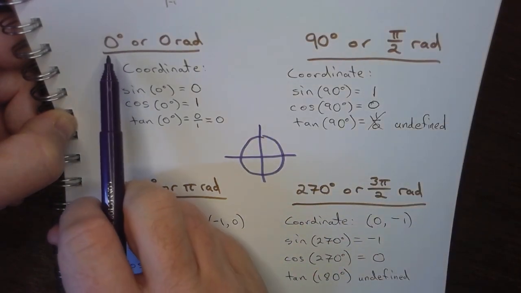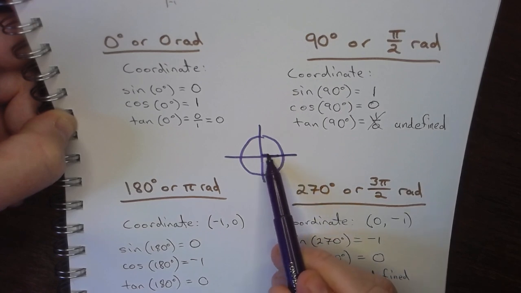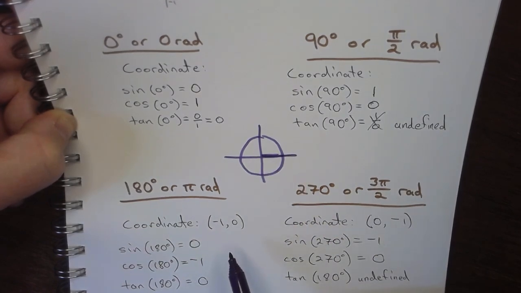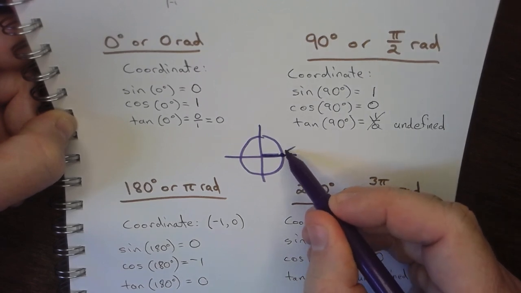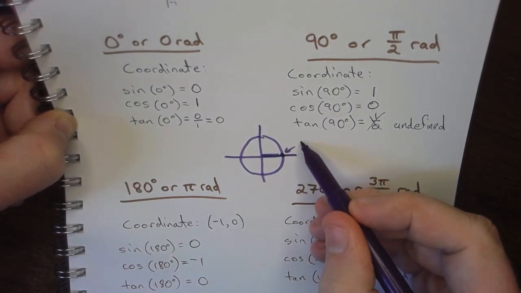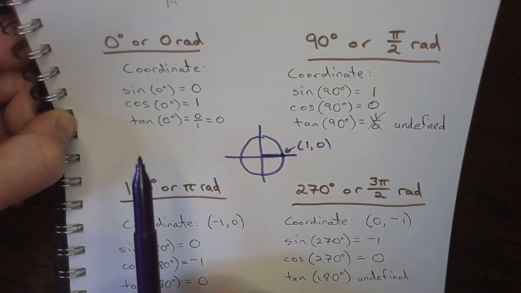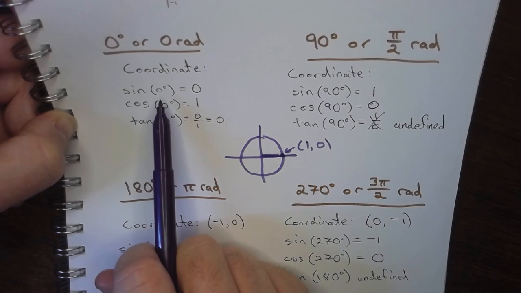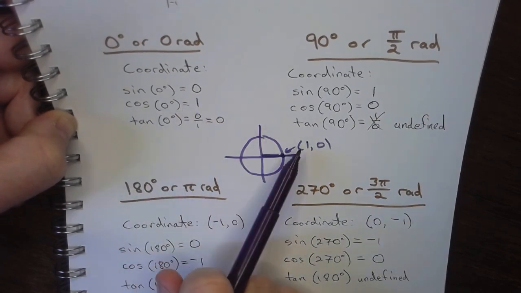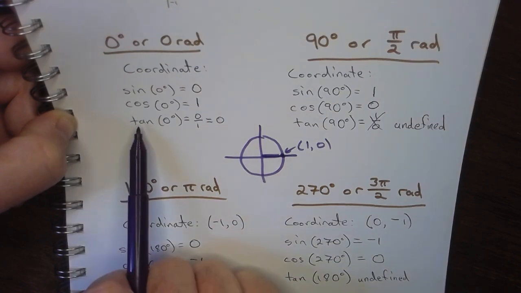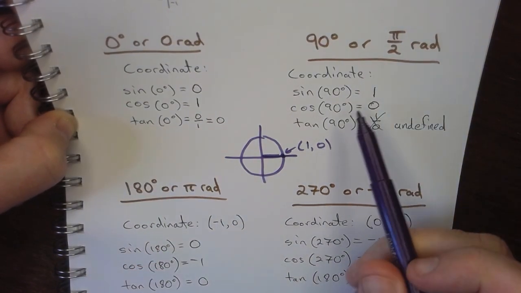If we're talking about an angle of 0 degrees with the positive horizontal axis, that's a radius sitting right here on the horizontal axis. So 0 degrees or 0 radians, that means we're pointing to that point right there, where our coordinates would be x equals 1 and y equals 0. And using our new definitions, sine of 0 degrees will be the y coordinate, 0. Cos of 0 degrees will be the x coordinate, 1. Tan of 0 degrees is 0 over 1 or 0. So pretty easy, that one.